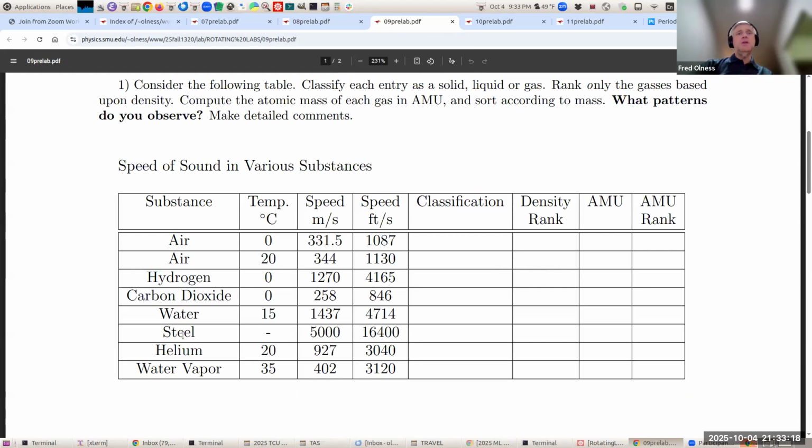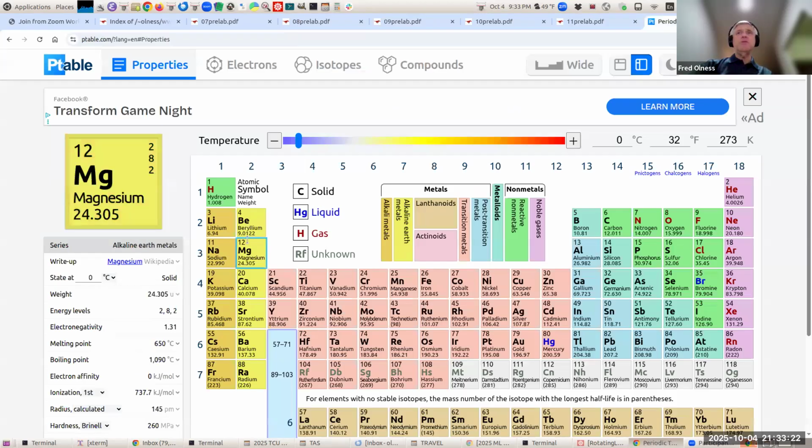Okay, the next one, let's do helium. In the periodic table, you see helium is 4. And that is a monatomic molecule, a noble gas, so it does not bond. So the AMU for that is just 4.